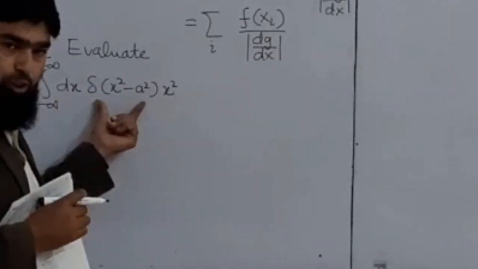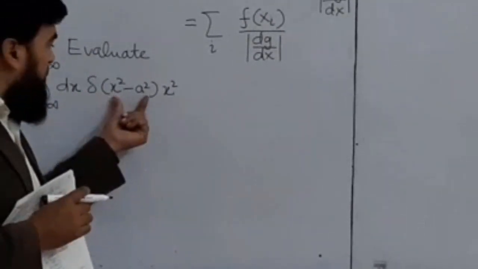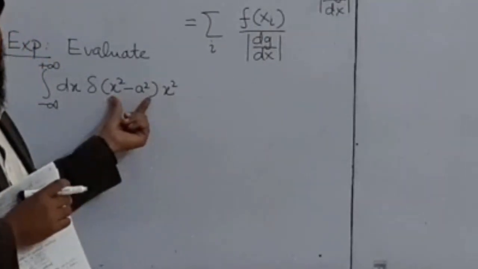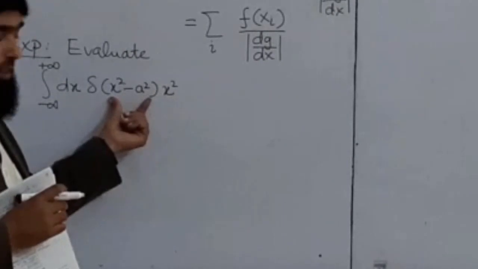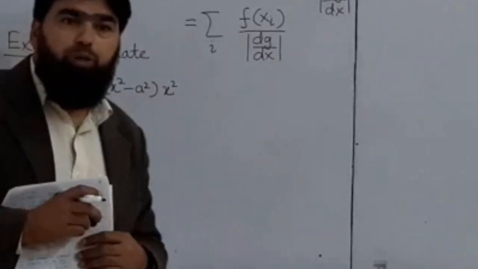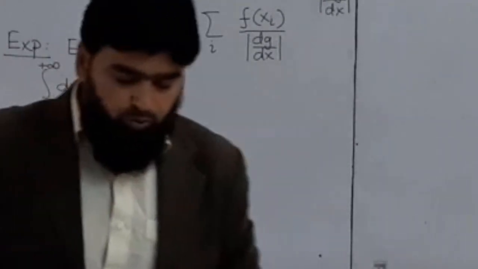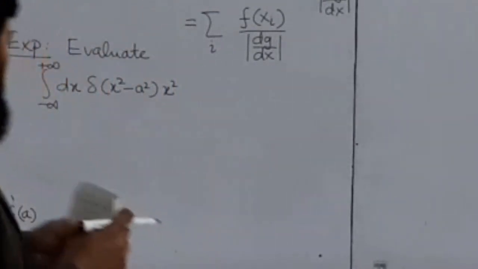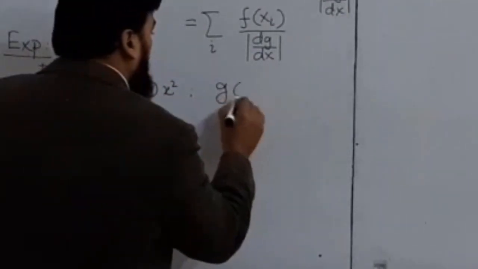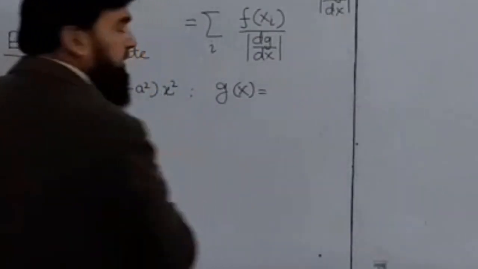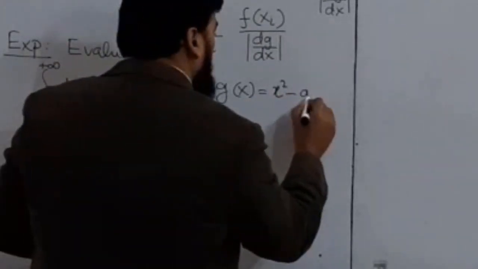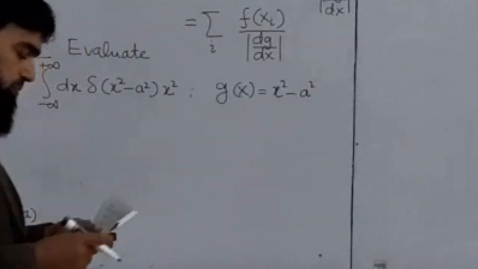This is the delta function, and now its argument is not x minus a, but x squared minus a squared. It means it's a function itself. How to evaluate such a delta function? We will use the Jacobian. Now let's say, what is g of x here? g of x here is x squared minus a squared.